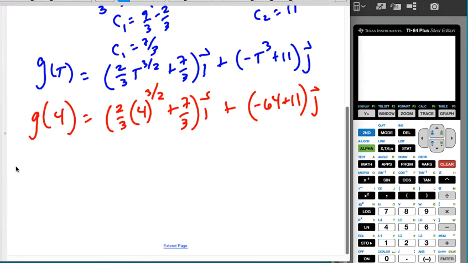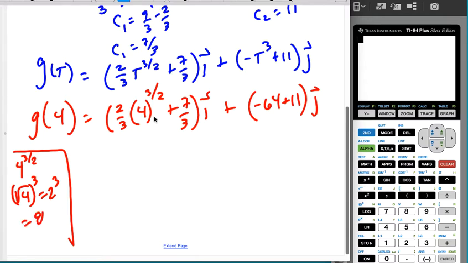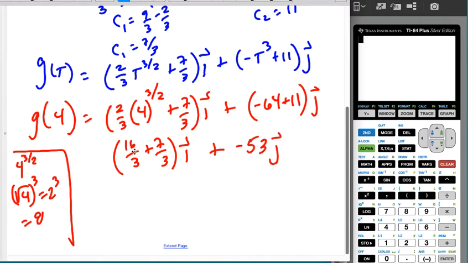So 4 to the 3/2, just as a side note, is the same thing as the square root of 4 to the 3rd, which is 2 to the 3rd, or an 8. So this is an 8, meaning I get 16/3 plus 7/3 in the i direction, plus this should be a negative 53 in the j direction, right? So when I clean this up, I end up getting 23 over 3 in the i direction and a negative 53 in the j direction. And that's my g of 4.